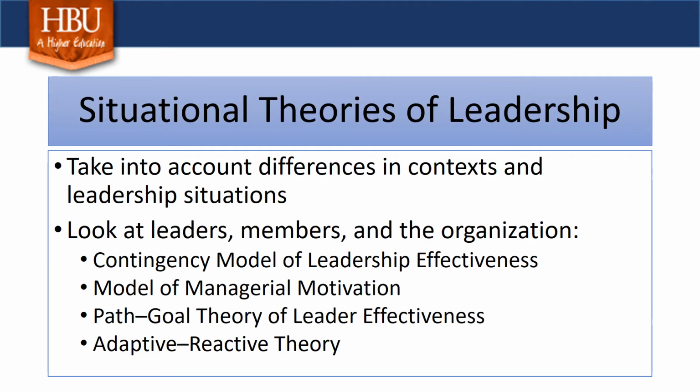We have finished discussing our behavioral theories of leadership, and now we're going to move on to talk about some of our situational theories of leadership. These theories take into account different contexts and ultimately then leadership situations. We're going to consider members, leaders, and organizations from the following models. We'll look at the contingency model. We'll look at the model of managerial motivation. We'll look at the path-goal theory. And we'll also look at the adaptive-reactive theory. Those will be coming up in our next slides.